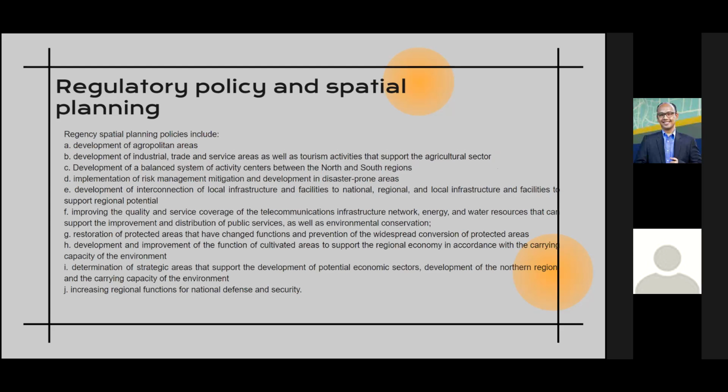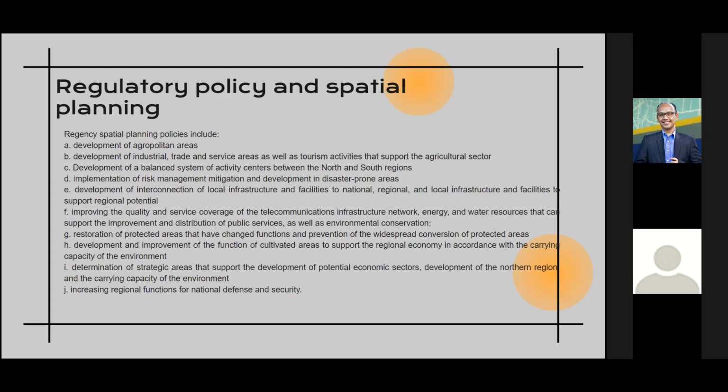The first one is the development of agropolitan areas. The second one is the development of industrial, trade and service areas, as well as tourism activities. And the third one is development of a balanced system of activity centers between the north and south regions. And the fourth one is implementation of risk management mitigations and development in disaster-prone areas.